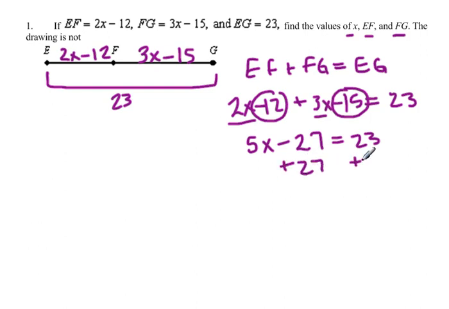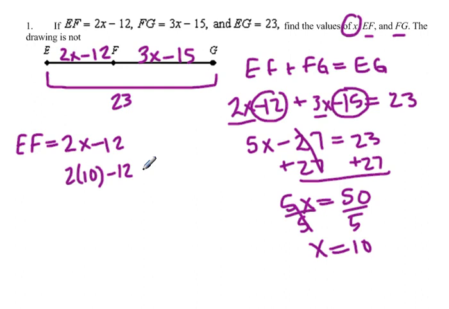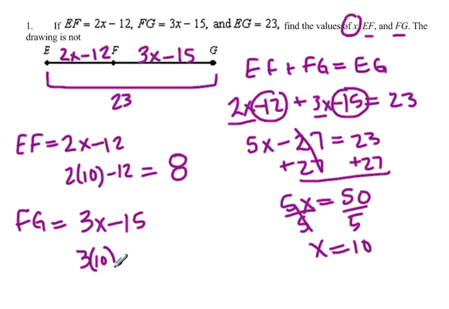Add 27. 5x is equal to 50. Divide by 5. X equals 10. Now, not only did it want to find the value of x, but we also had to find EF. So since we know EF equals 2x minus 12, we substitute x in. So 20 minus 12 gives us 8. And then FG equals 3x minus 15. So 3 times 10 minus 15 equals 15. And just as a quick check, 8 plus 15 gives me 23. So that lets me know we've done something correct.